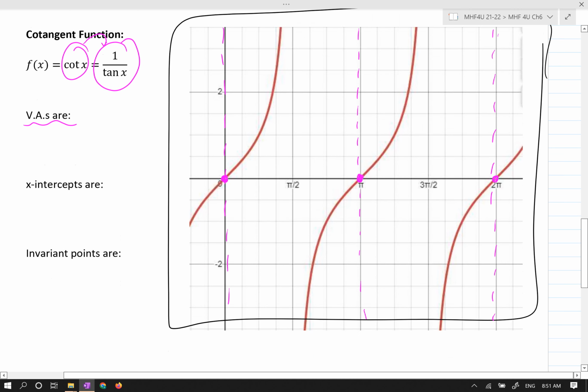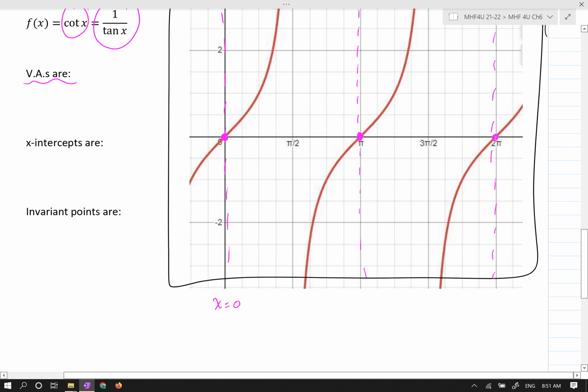Good, these vertical asymptotes are at x equals 0, x equals pi, x equals 2 pi. That's enough to see the pattern. Our vertical asymptotes are going to be wherever x is equal to 0, pi, 2 pi, etc.